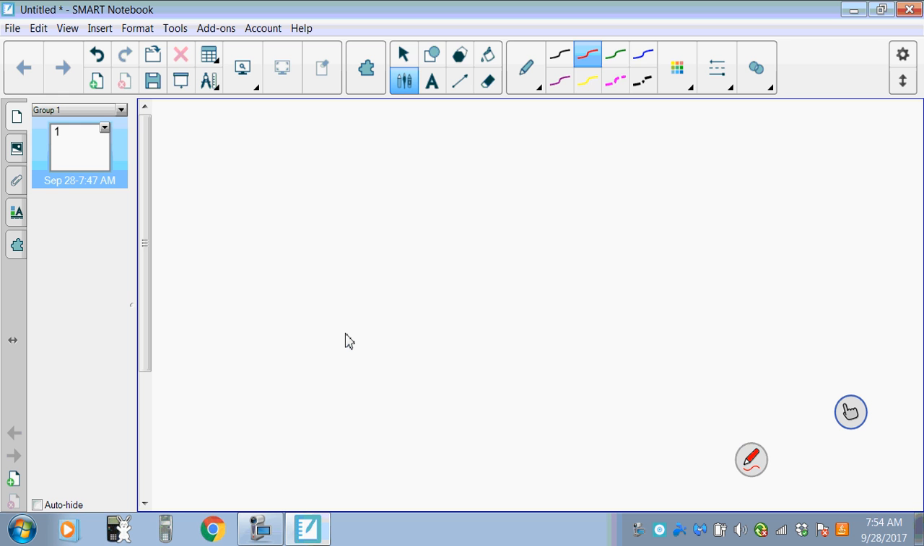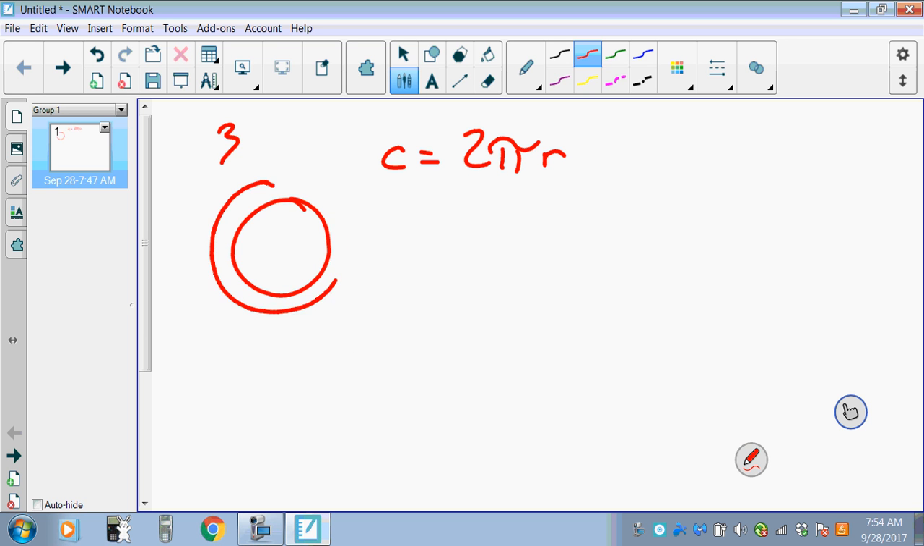Number 3. This is a real formula. This is circumference equals 2 pi times the radius. Again, if you guys recall, the circumference is the distance around the outside of the circle, and the diameter is the distance across the center of the circle.